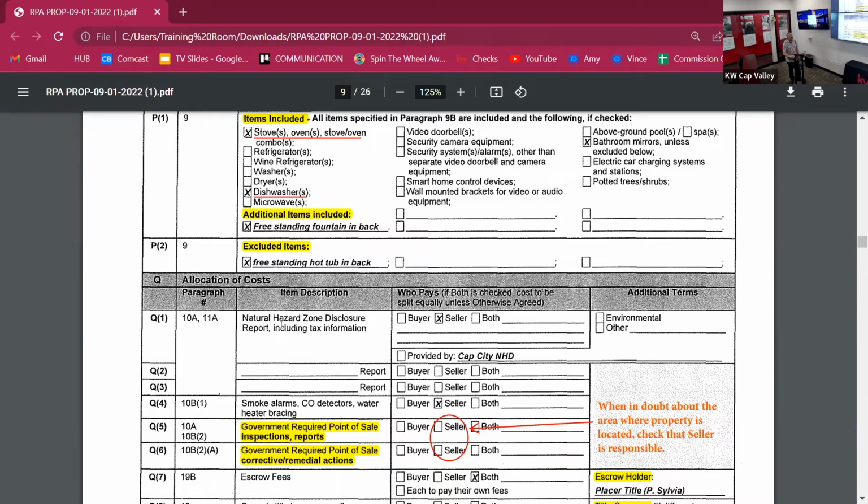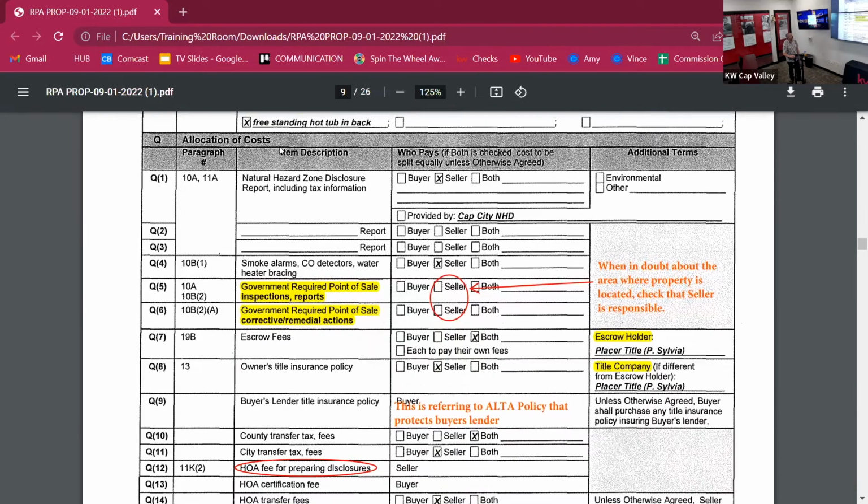It's easier to make sure you don't have the problems by clarifying. Moving on, natural hazard disclosure or tax information. This defaults actually to seller, at least I think it does. If it doesn't, you should always check seller. Seller is required to provide the natural hazard disclosure statement.